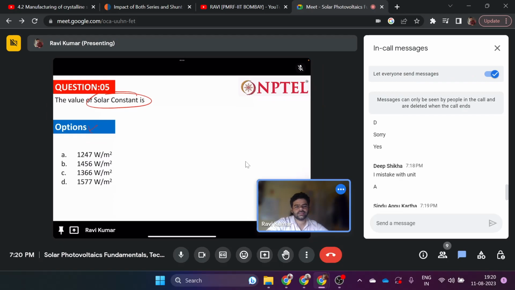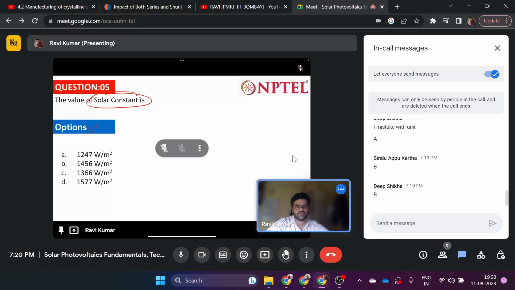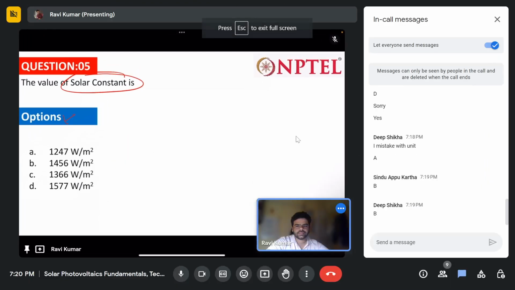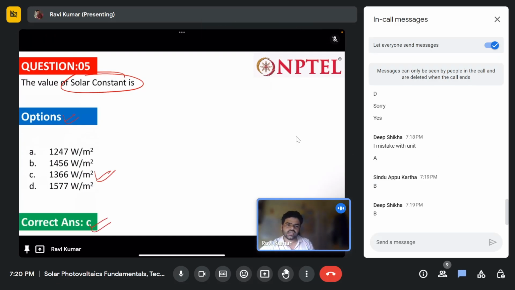It's C. Nobody knows. Okay. I'm telling you it's C. C is the correct answer. The solar constant value is 1366 watt per meter square on the surface of Earth.